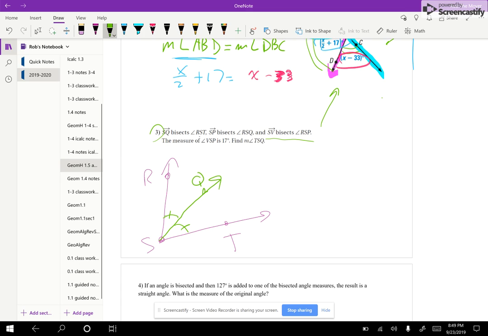Now you're given also that there's another ray SV that bisects RSP. SQ bisects RST.